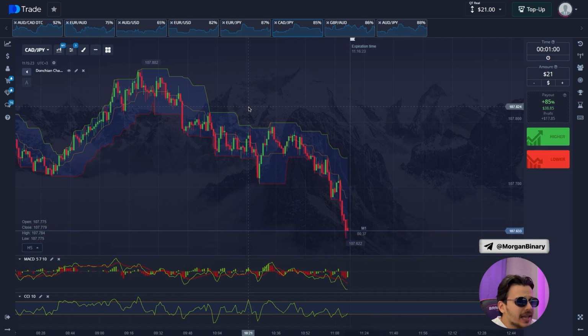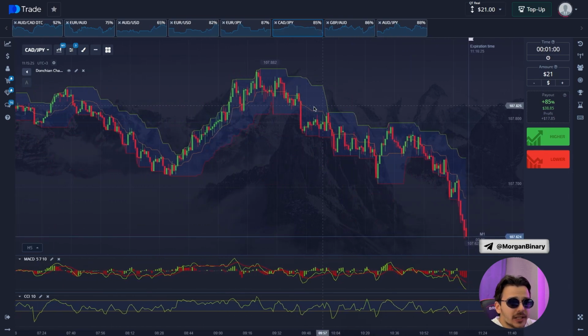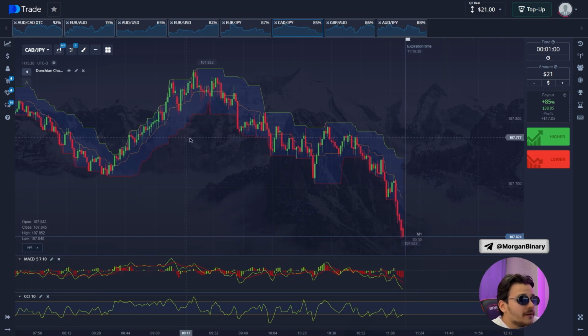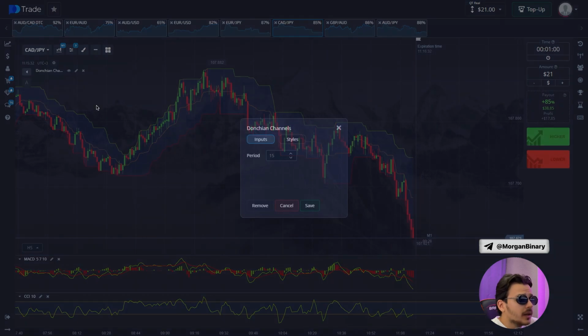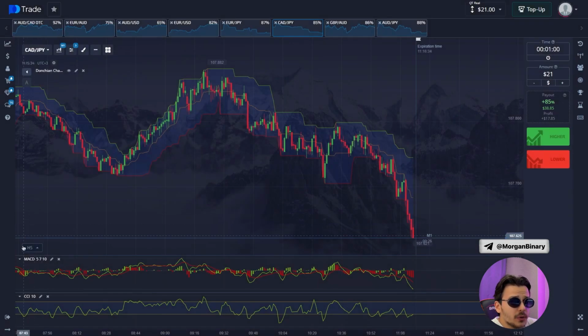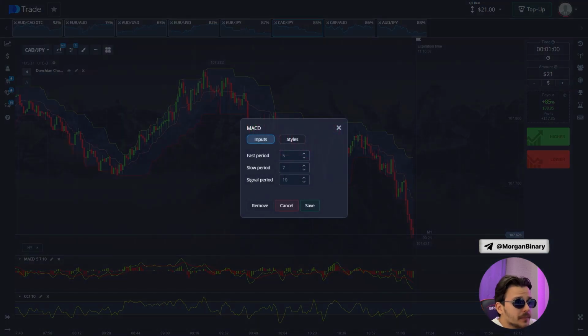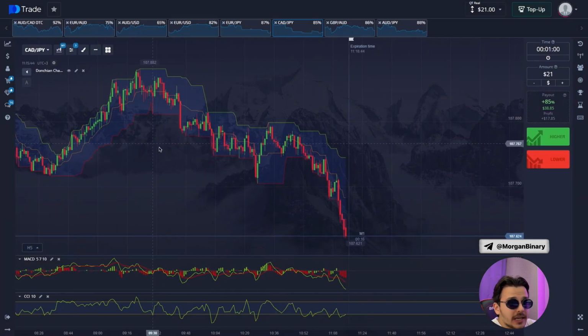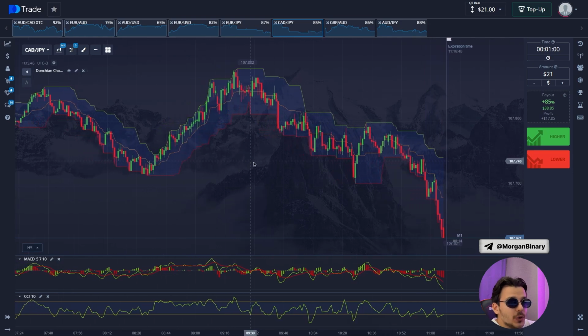I have analyzed them and concluded that the best indicators for use today will be the Donchian channel with a period of 15, the MACD oscillator with periods of 5, 7 and 10, and the second oscillator SSI with a period of 10. These are the settings for each of the indicators, and the strategy has a universal nature.